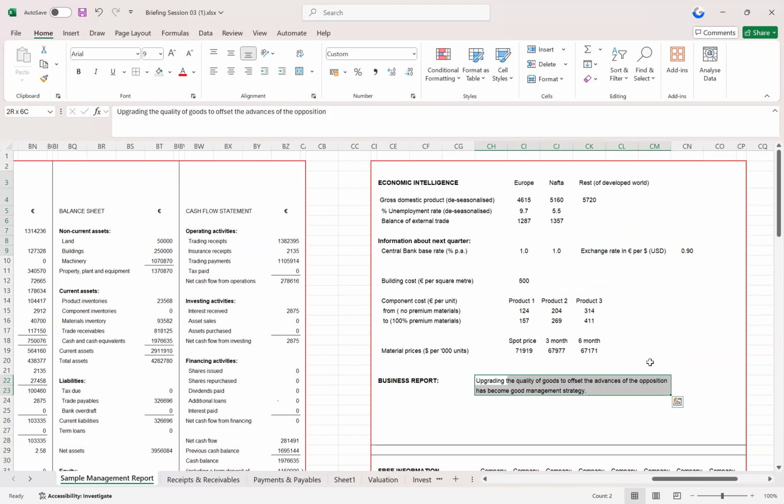The implication of that could be, so one is, it is mentioned in the manual, that it might be or it might not be related to your company. Now, upgrading the quality of goods to offset the advances of the opposition has become good management strategy. So basically, the report is indicating that customers are quality centric. You know, we need to focus more on product quality because that's what is working in the market.